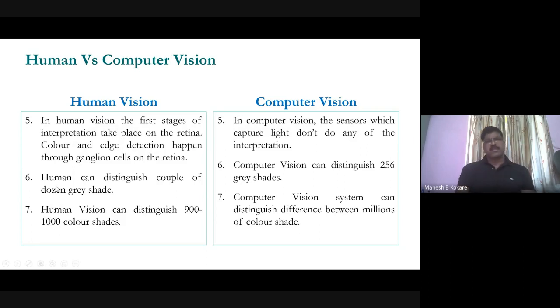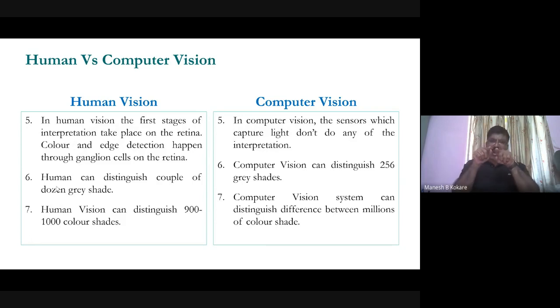Then the sixth difference is this. For example, you have created a 256 by 256 grayscale image, and assume that your first column has intensity 0, 0, 0, 0. Then the second column has intensity 1, 1, 1. The third column is 2, 2, 2. Like that, the 256th column will have intensity equal to 255. Now, when you visualize this image on the computer screen, the left side is dark black, the intensity increases, and the right side is white.